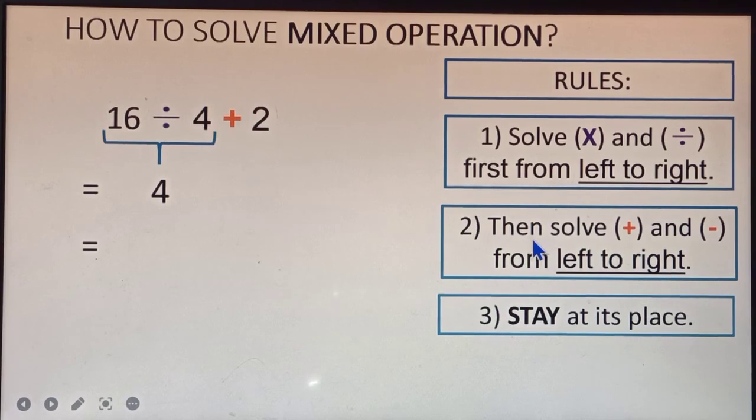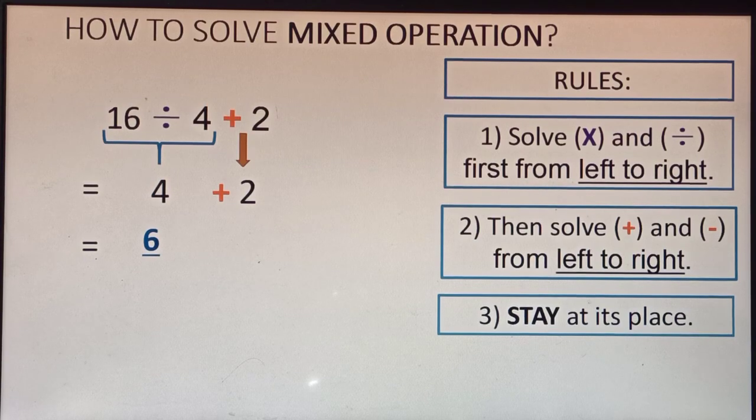And then, what do you do next? Next step, baru kita solve operation yang ada plus and minus. Okay, so in this number sentence, ada plus. So, baru kita bring down the plus 2. Okay, baru kita selesaikan step kedua, which is plus sama minus. Alright, so 4 plus 2 is equal to 6.